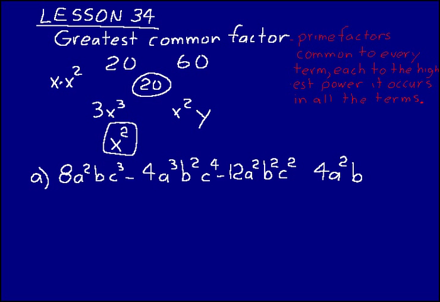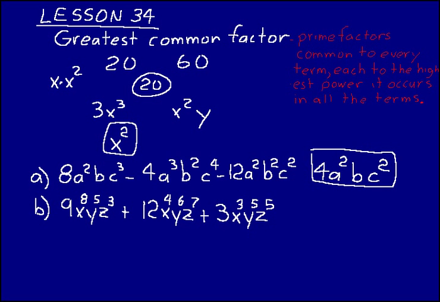Now let's look at the c's. We have a c to the 3rd, a c to the 4th, and a c squared. Now they all have a c in them, so we can write down c, but we wouldn't just leave it c to the 1, because the greatest common factor, the one that they have all in common, would be c squared. They all have at least c squared. So there's our greatest common factor between those three terms: 4a squared b c squared.